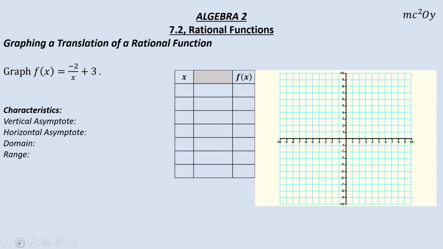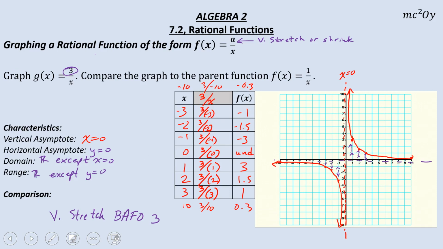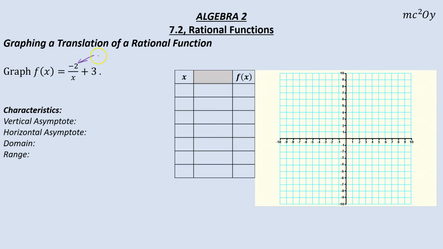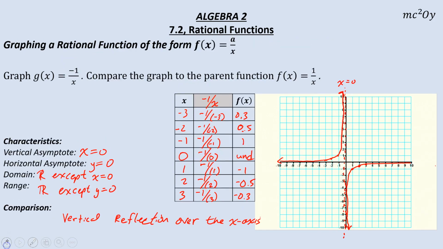All right, let's take a look at another one. Notice now I have negative 2 over x. If you think of what we just talked about, here's our a term. The 2, how is that going to change it? Well, that was a vertical stretch of 3, so a 2 will be a vertical stretch by a factor of 2. The negative, remember when we had a negative back here, the negative was a vertical reflection over the x-axis.